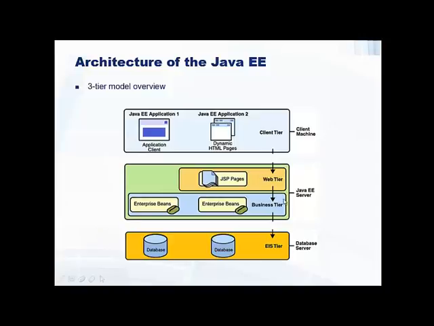In this representation, please keep in mind that when we speak of an application server that is heavyweight, it means that we have both a web container and a business logic container. And the third tier is the enterprise information systems tier. In this example, we have a database server. As you can see, this is a 3-tier model.